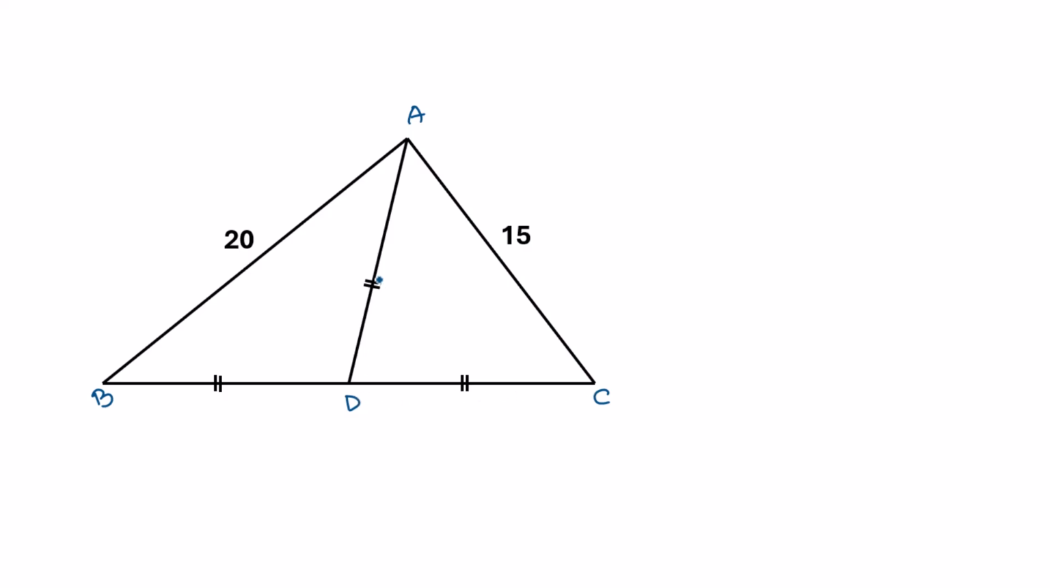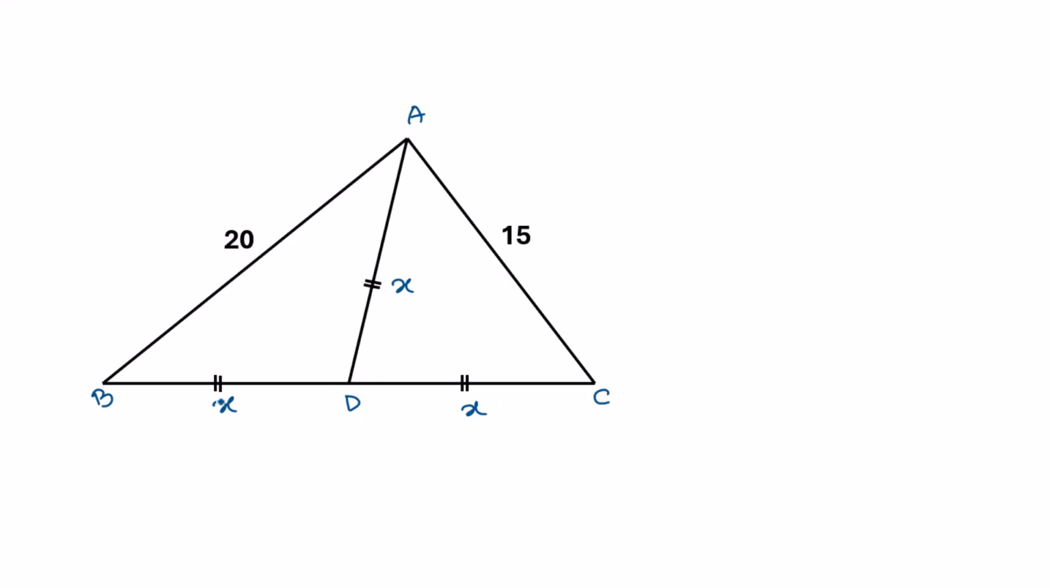We have to find the length of this side. Consider this length is x units. As AD is equal to BD is equal to CD, all of these lengths will be x. So this is x, this will be x.